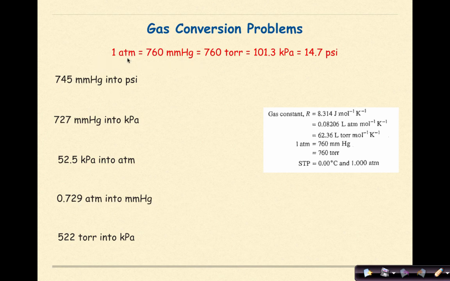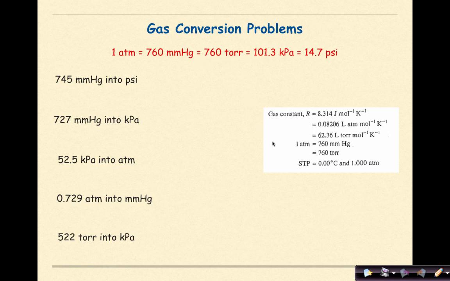That 1 atmosphere equals 760 millimeters of mercury equals 760 torr equals 101.3 kPa, and you have seen that on your Regents reference table. And finally, 14.7 psi. So these are all conversion units that are equal to each other.